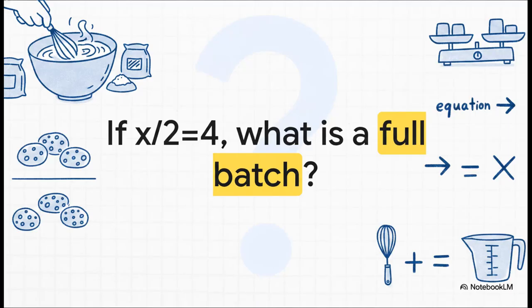Before we officially wrap up, I want to leave you with one final thought, a real-world transfer question to get you thinking. Imagine you're baking, and a recipe calls for x cups of flour divided by 2 to make just half a batch, giving us the equation x divided by 2 equals 4. How many cups of flour are actually in a full batch, and exactly how would you mathematically prove it? Take a second to apply your new skills, think about your inverse operations, and always remember to check your work.